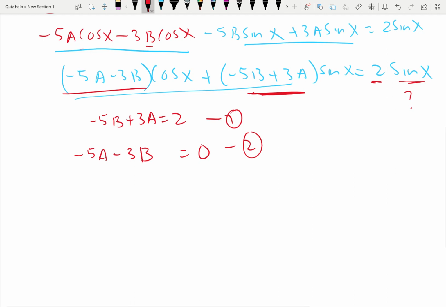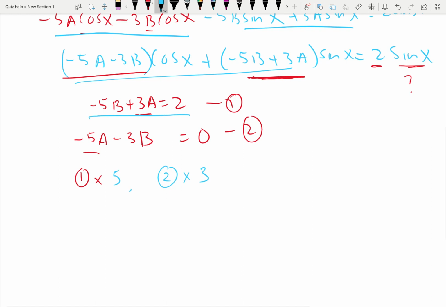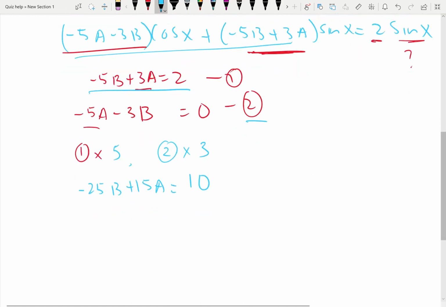Let's try to solve for a. We have 3a, we have negative 5a. So let's try to make their coefficients 3 and negative 5 the same. Let's multiply equation 1 by the number 5, and let's multiply equation 2 by the number 3. If you multiply the first equation by 5, you get negative 25b plus 15a is equal to 2 times 5, which is 10. If you multiply equation 2 by 3, negative 15a minus 9b is equal to 3 times 0, which is 0. Let's call this equation 3 and this equation 4.